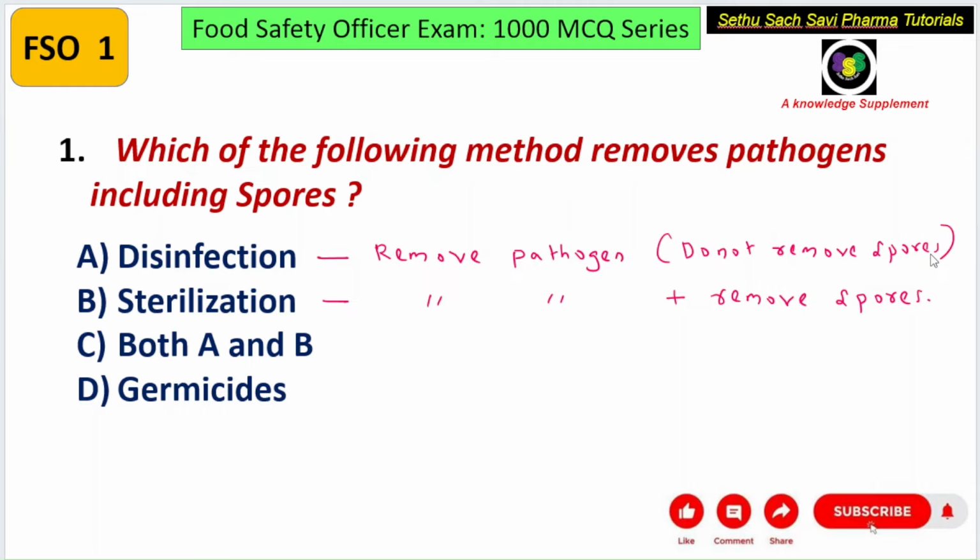So what would be the correct answer for this question? Yes, definitely choice B. And what about germicide? Germicide: cide means kill. Killing of germs is called germicide.